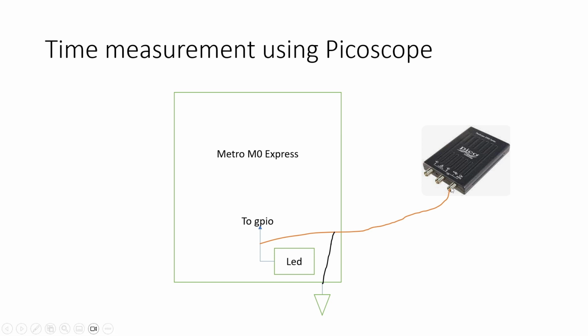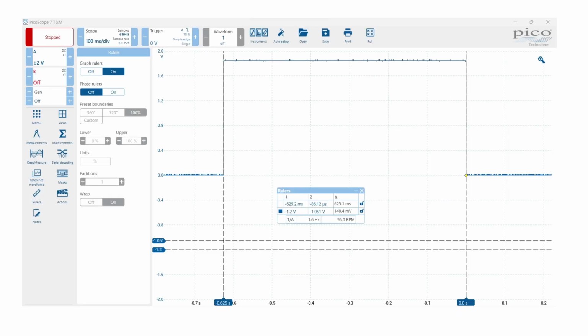So once we connect the picoscope, we connect one end of the BNC of the picoscope to the GPIO pin, which is the pin number 13 in this case, and we connect the other pin to the ground of the board, which is also connected to the LED's ground. So after doing this and after running the code, we get the output as such on our Picoscope 7 app.